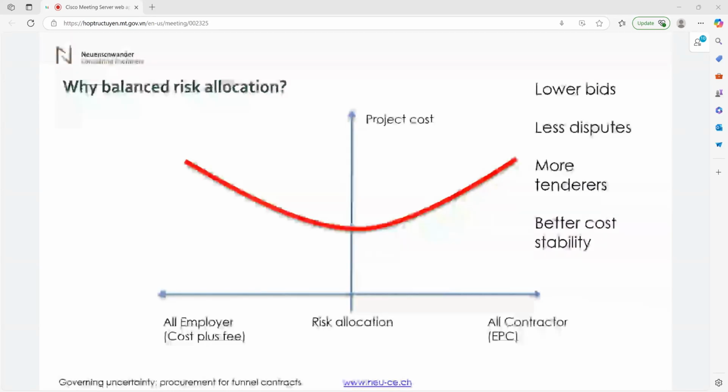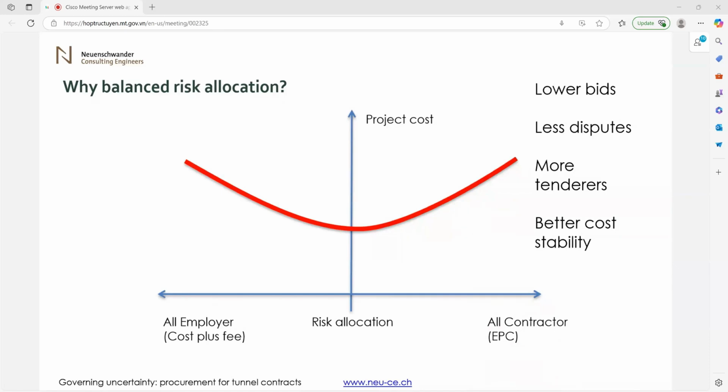Why balanced risk allocation? Again, risk allocation will make projects less costly. If we have all the risk allocated to the employer, there will be no incentive to the contractor to perform and project costs will go up. If we have all risks assigned to the contractor, like in an EPC contract, the contractor will have two choices. He may either calculate all the risk in his bid, which means the bids will go up, or he may speculate and then try and claim the cost he lacks, which also means that costs will go up.